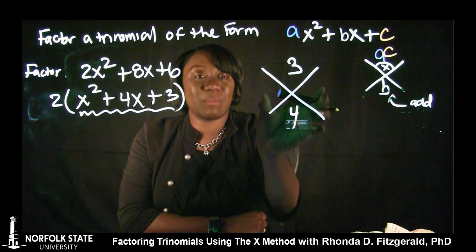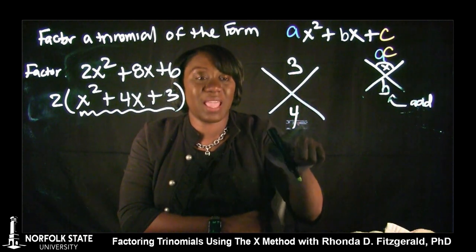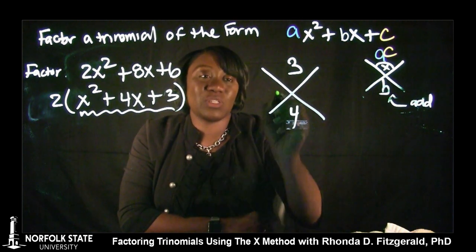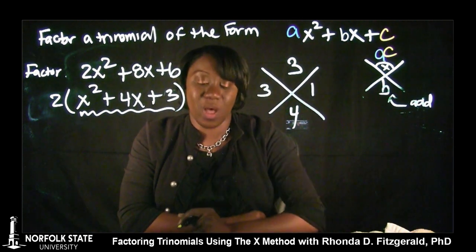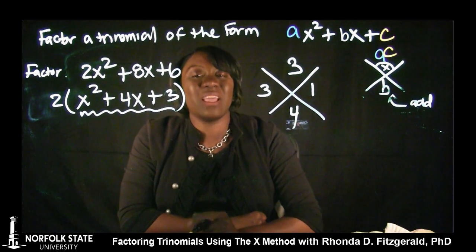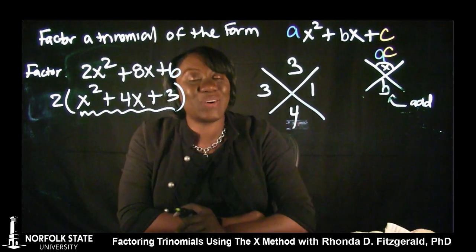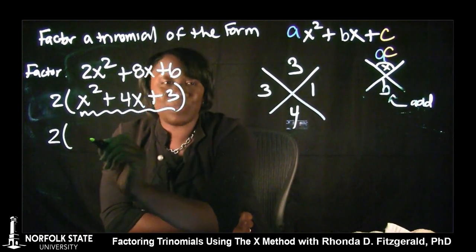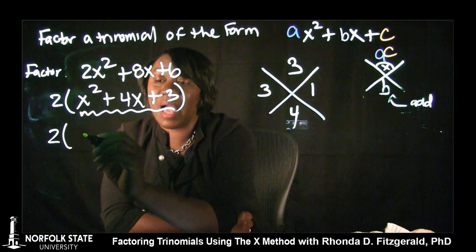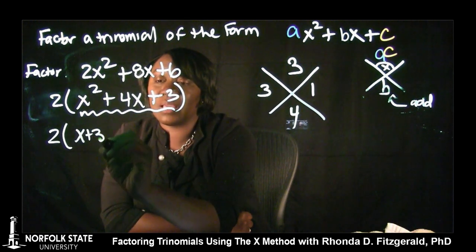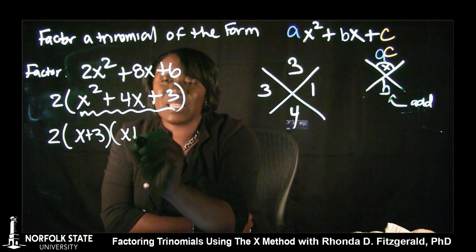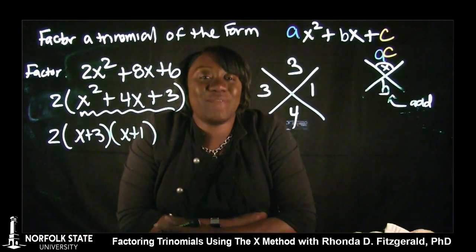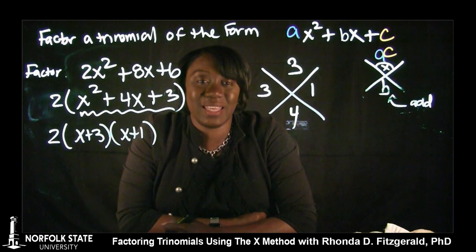And once again, I need two numbers that multiply to give me 3, but they add to give me 4. And that's pretty simple. Those two numbers will be 3 and a positive 1. And since now my leading coefficient is 1, we're simply done. We just want to rewrite our 2. And then this one will imply that my factor is x plus 3. And my next factor is x plus 1. And that is factoring using the x method.